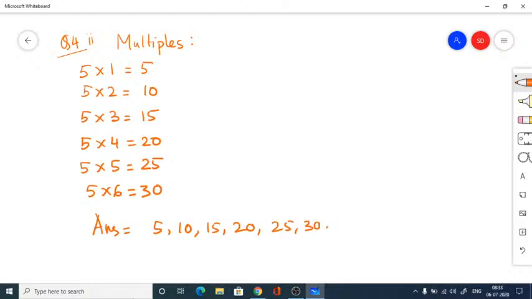Okay. In this way you have to write the answer. You have to show the working properly. Even if you can do it mentally, please show the multiplications. Similarly, for 4 subpart 1 and 4 subpart 3, here you will write 3 into 1, 3 into 2, 3 into 3, 3 into 4, in this way.